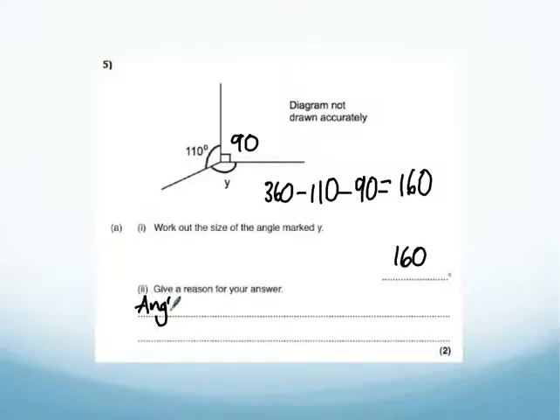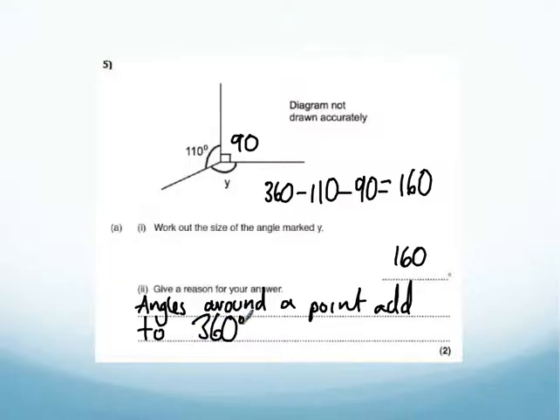The answer you have to give must be a full sentence, so we have to say something that makes sense, such as angles around a point add to 360 degrees. Okay. Now, if you don't write a sentence that makes sense, you will not get a mark. So just writing down 360 degrees or point equals 360 degrees doesn't make sense. You need to state angles around a point add up to 360 degrees.